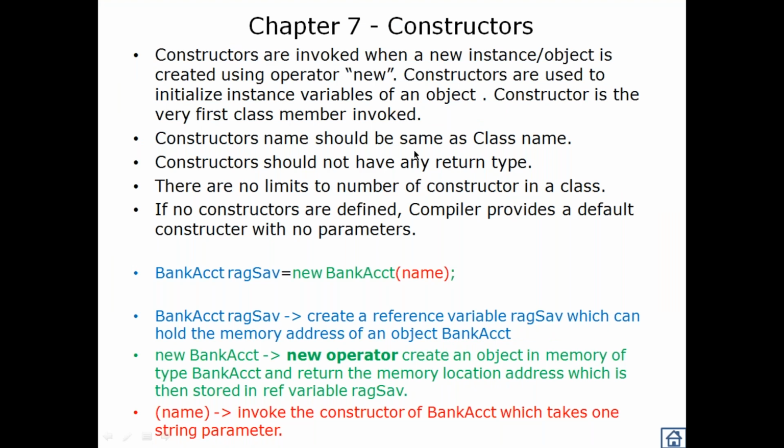All right, so that's what: a constructor should not have a return type, and the class name should be the same. These are the main two things you need to remember. There are no limits to how many constructors you can have. We have 3. You can have as many as you want.